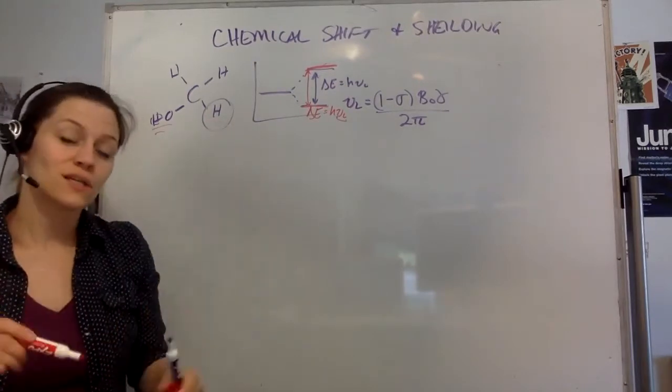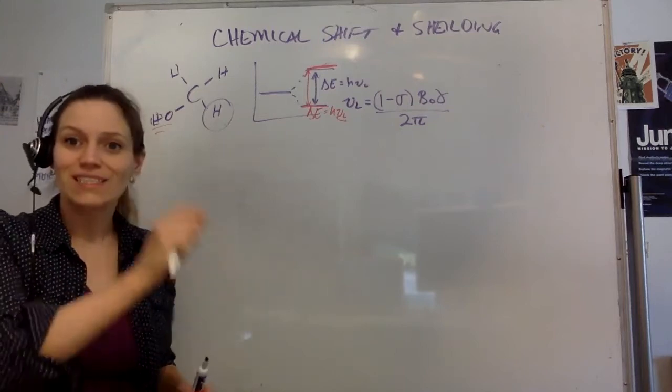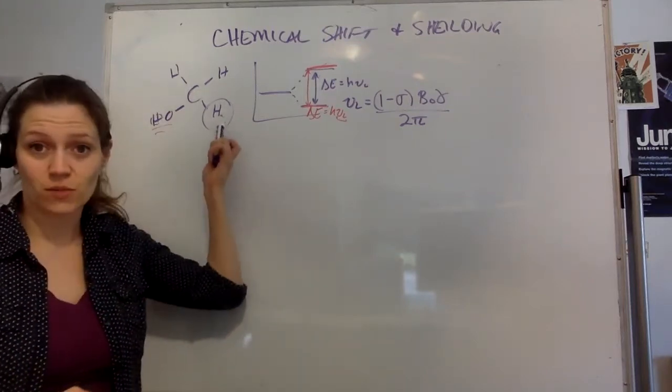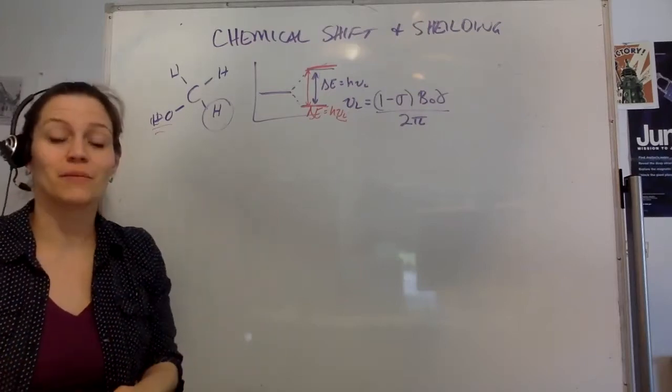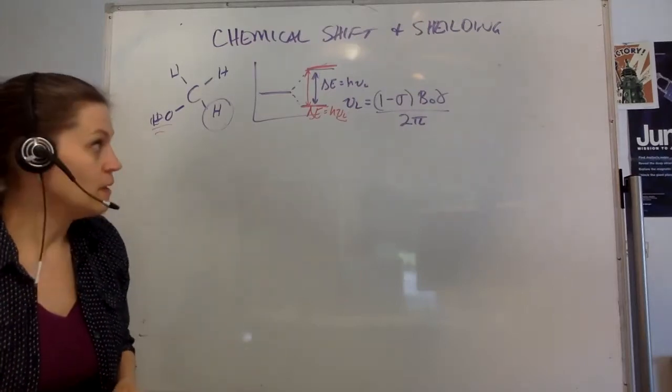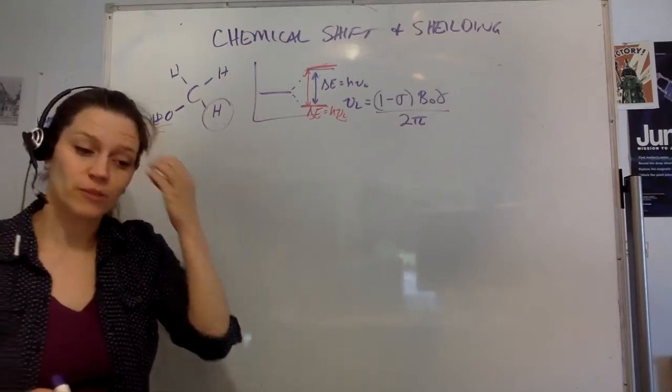So now we can start to get a resonance signal that tells me that this one is different than this one, which is part of the point of NMR. We want to be able to identify these different nuclei, and we're doing that by identifying the different chemical environments or nuclear environments.